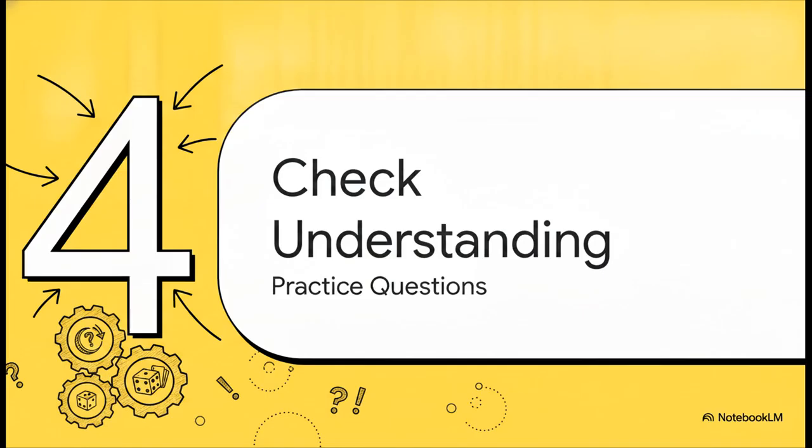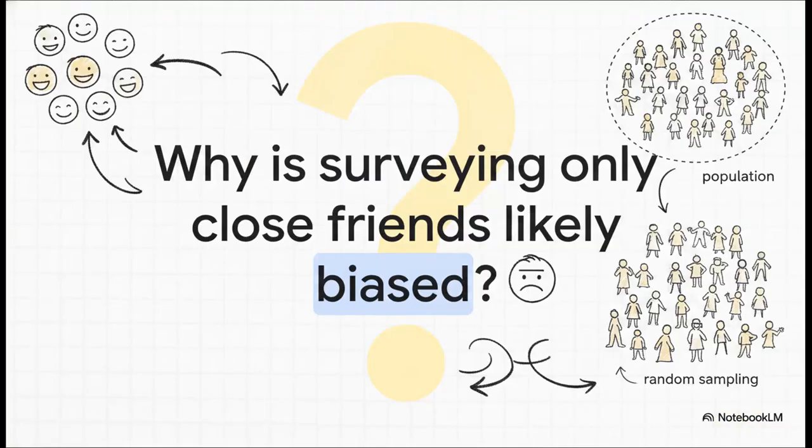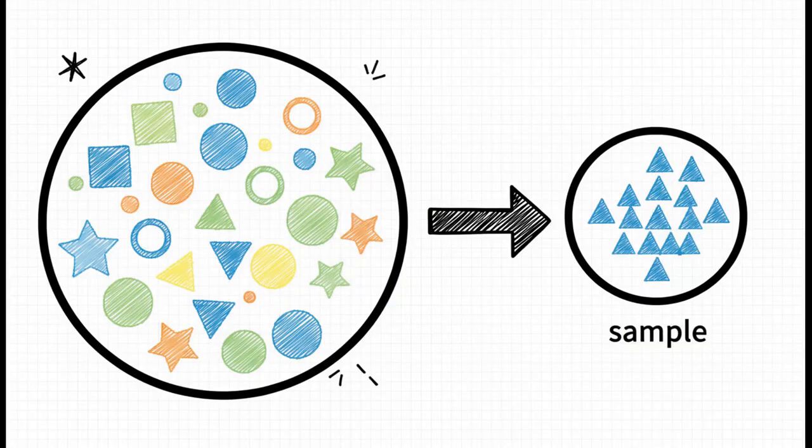All right, let's wrap this up with Section 4, Check Your Understanding. Let's tackle some practice questions. Time to apply what we've learned. Think back to the concepts of population and random sampling we just discussed. Here's your first question. Why is surveying only your closest friends likely biased? I'll give you a second to think about it. Got it? The answer is that the sample probably won't represent the whole population.